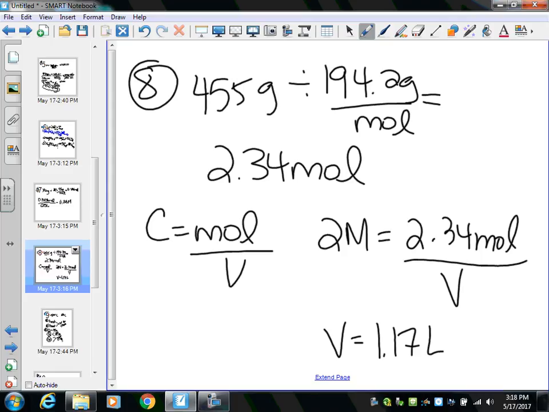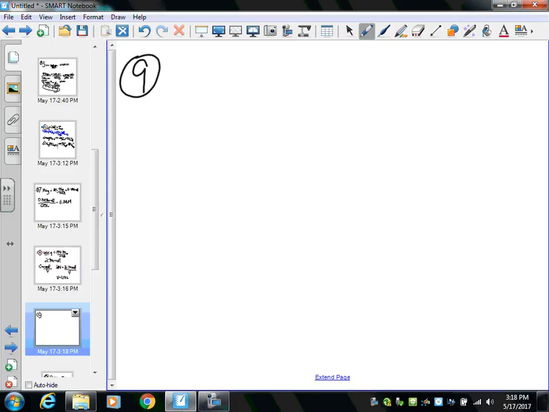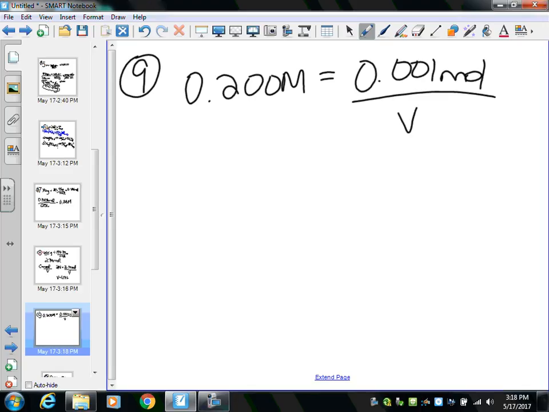As long as I get it. Good? 10 we did, 11 we did, we're on to 12? Oh, we missed 9? I missed 9? Alright. 9. Okay, 9 says find me volume. Well, 0.200 molarity. We have the moles, 0.001 moles. I want to find volume. Same thing that we just did.